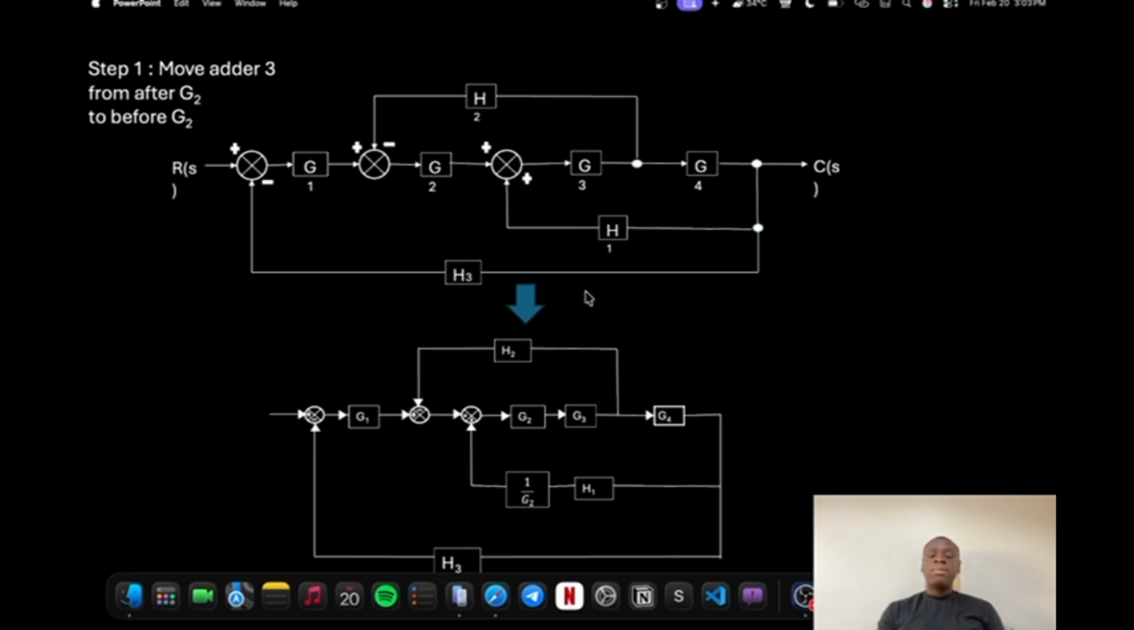Moving summing points helps combine blocks easily, but when moving a summing point across a block, we must adjust the feedback path. The feedback signal that passed through H1 must now pass through the inverse of G2. This compensates for moving the junction across block G2. The system now shows the feedback path, H1 moving into the inverse of G2, and we realize that the fourth path remains unchanged. This keeps the system mathematically equivalent.